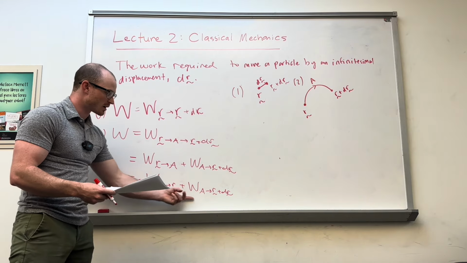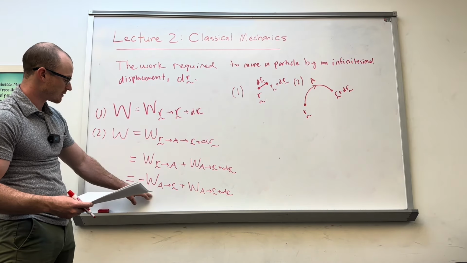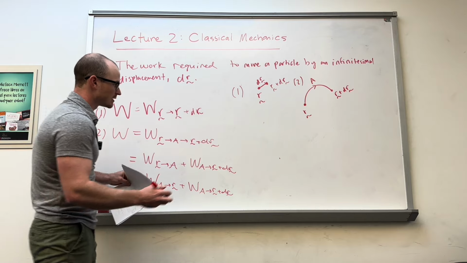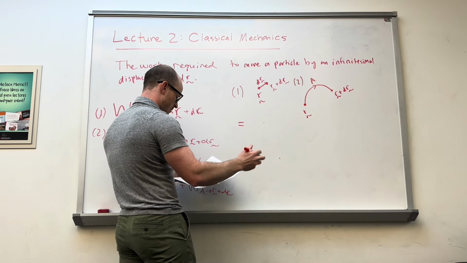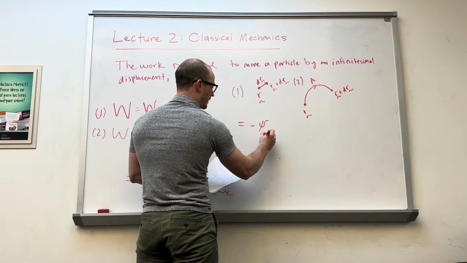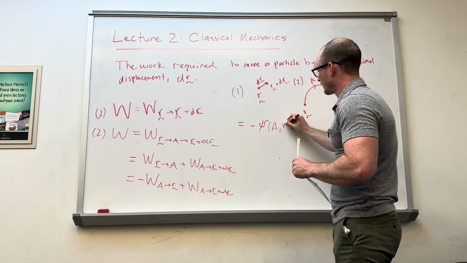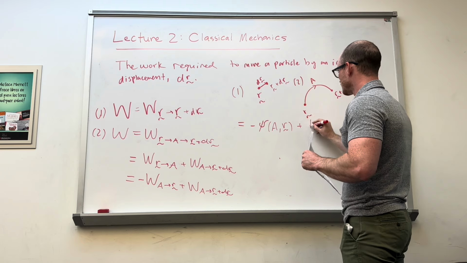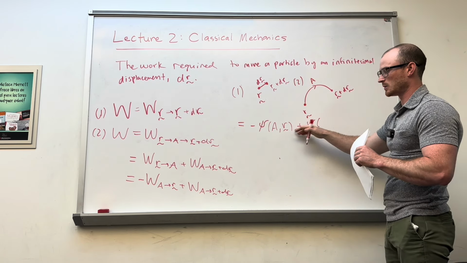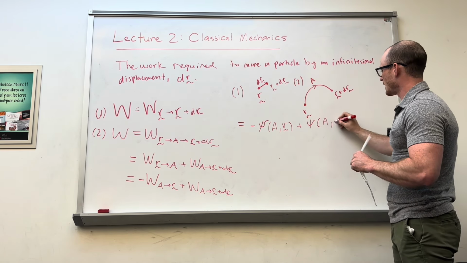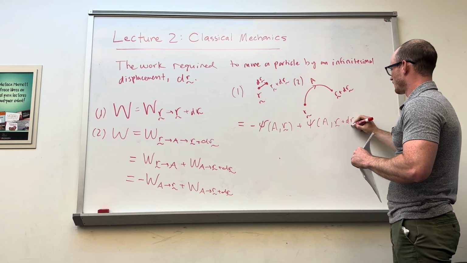Well, we now have our definition, so we can invoke our definition for the potential energy. So this is just going to equal minus psi from a to r plus psi, the potential energy, from a to r plus dr.